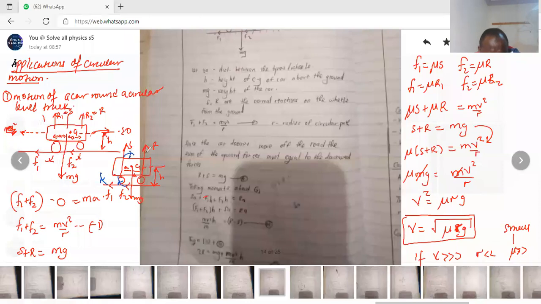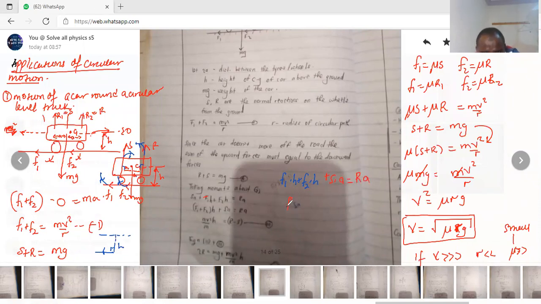S will also take a moment in that direction, which is clockwise. It is only R which is going to be anti-clockwise. But its perpendicular distance will be A. Even this one's perpendicular distance will be A, whereas the perpendicular distance for the frictions from the center of gravity is H. That is why we could say F1 times H plus F2 times H plus S times A should give us the reaction R times A.